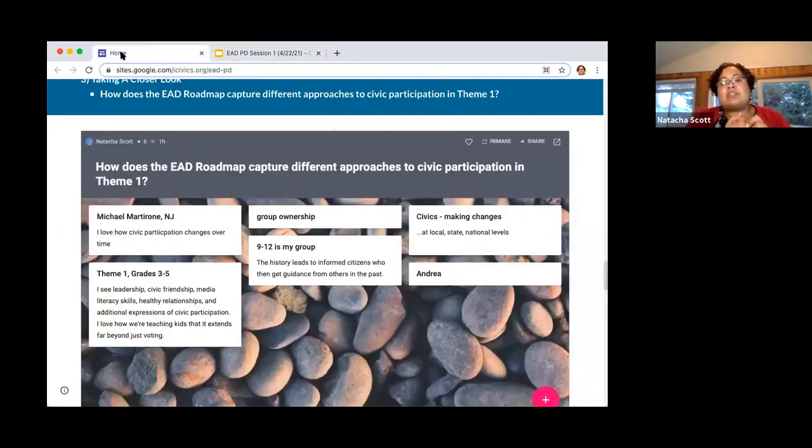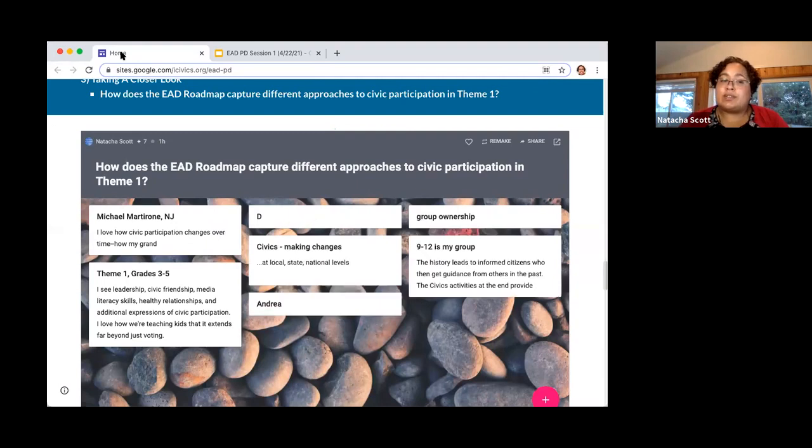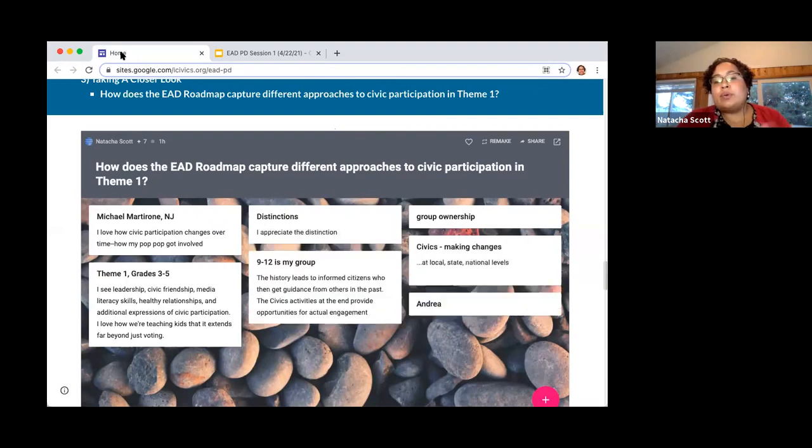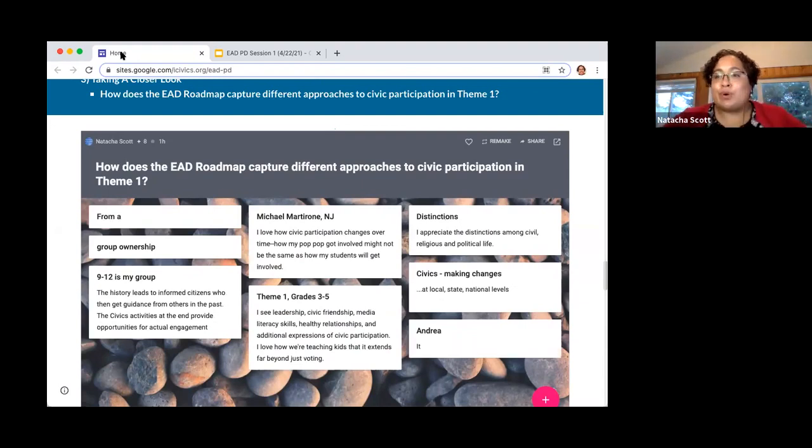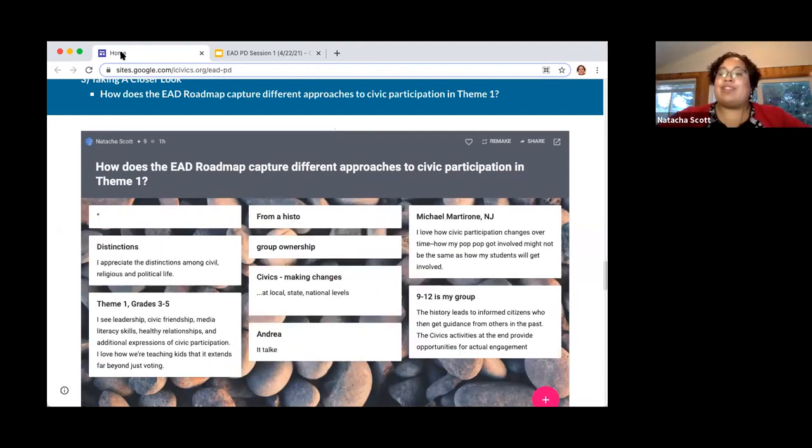Okay, so we see some points coming to the surface. Concepts of leadership, civic friendship, media literacy skills, healthy relationships. Seeing how I see different levels. Notice when we think about community, with my elementary hat on, we always start with our smallest community, and we see how that grows. And you see that grow through the vertical alignment of the roadmap as well.